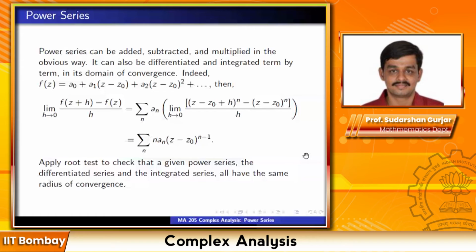So this is for the differentiated series, and similarly for the integrated series. Sir, in this case, won't the root test fail if the original series itself is not following the root test? It's convergent, but it's not following the root test. Sure. That is why I said in its domain of convergence. That means the root test is working. So at whatever points the original power series converges, at the same points this differentiated one also converges.